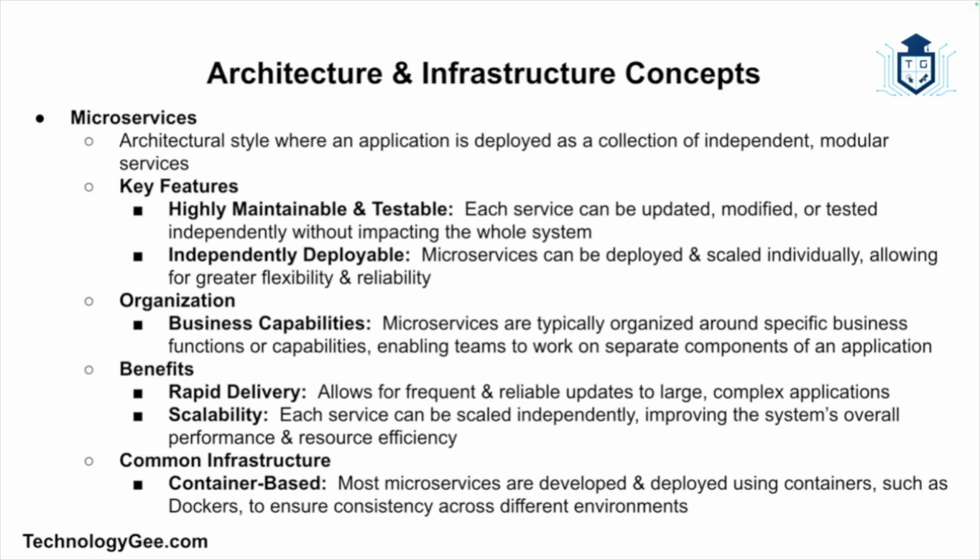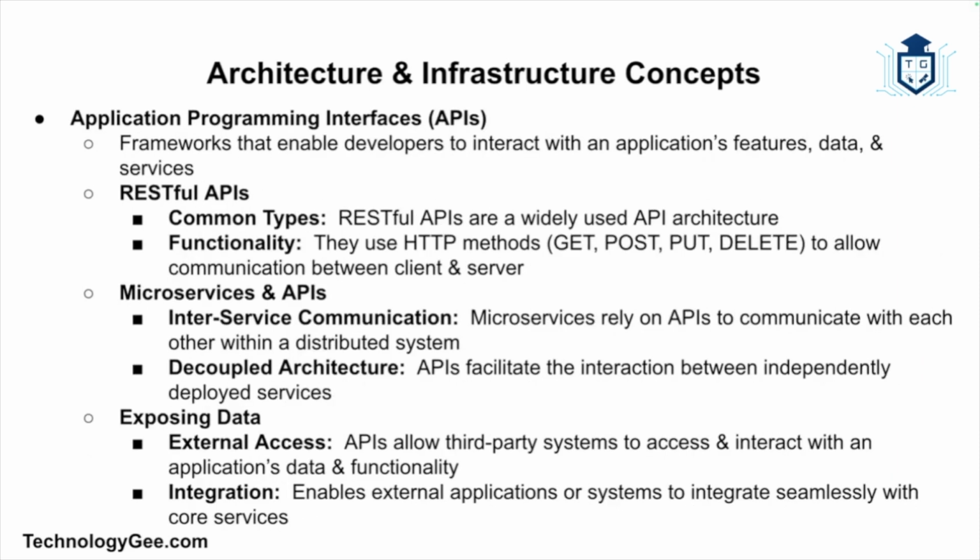All right, next let's talk about microservices. The term microservices describes how an application can be deployed as a collection of services that are highly maintainable and testable and independently deployable. Microservices are organized around business capabilities and enable the rapid, frequent, and reliable delivery of large, complex applications. Most microservices developed and deployed by organizations are based on containers. Application programming interfaces, or APIs, such as RESTful APIs, are the frameworks through which developers can interact with an application. Microservices use APIs to communicate with each other, and APIs can also be used to expose data and application functionality to third-party systems.